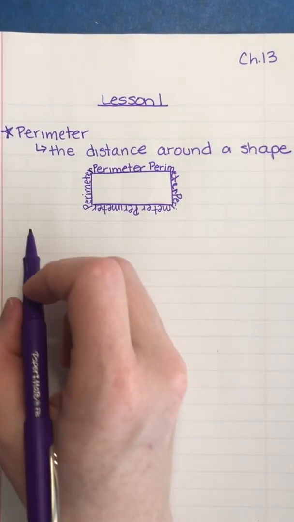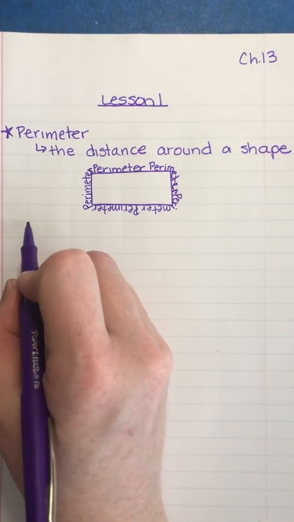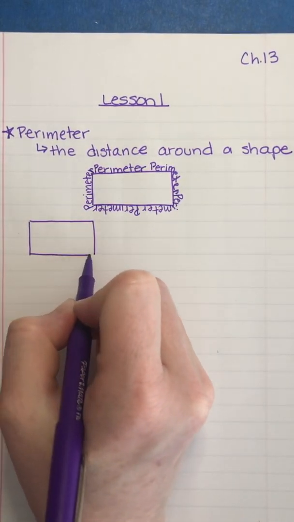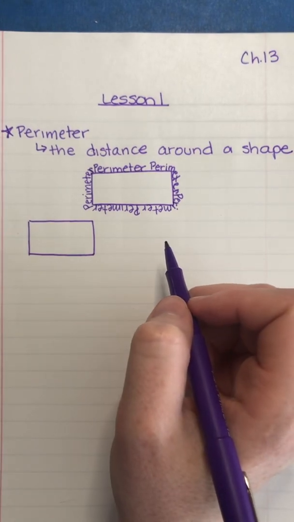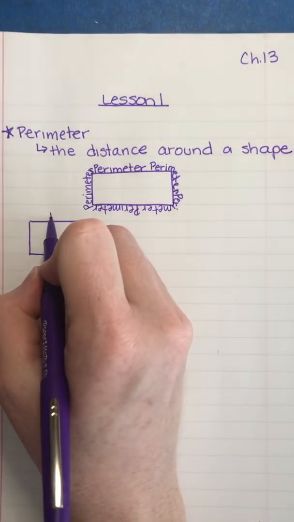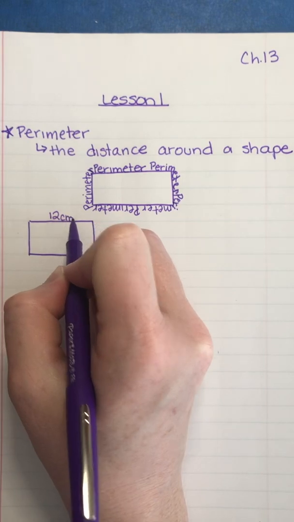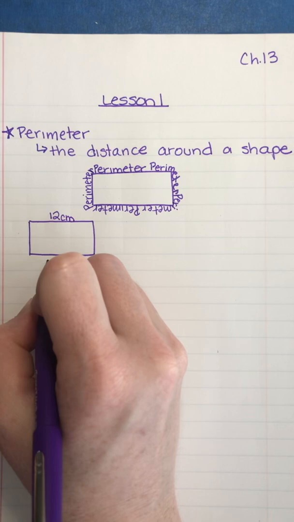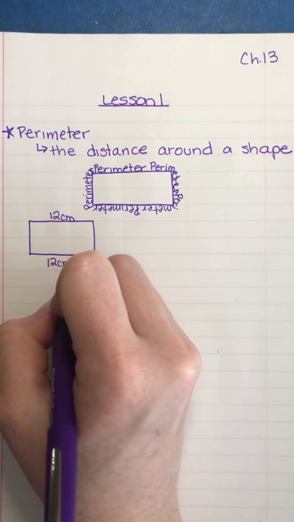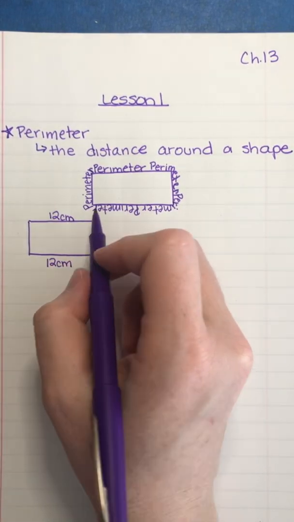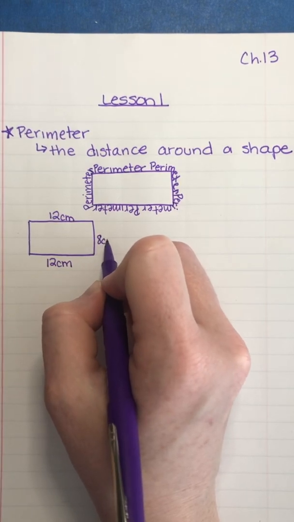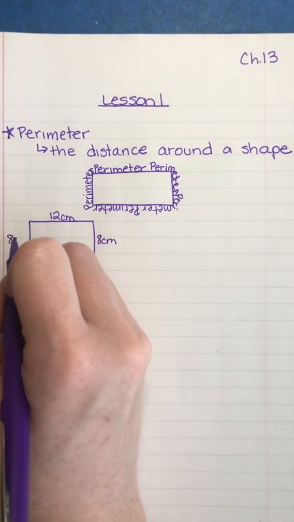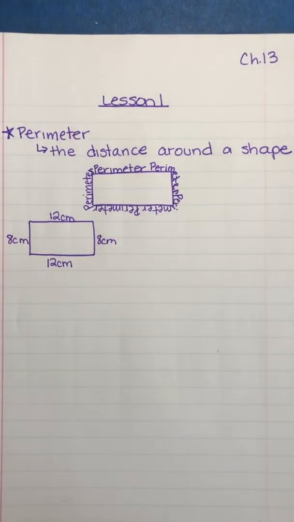Okay? So in order to figure out the perimeter, I need to have measurements for my, well, in this case, rectangle. So let's say I've got a rectangle and I tell you that the top is 12 centimeters, and we know in a rectangle the top and the bottom have to be exactly the same length, so the bottom would be 12 centimeters as well. And then let's say one side of the rectangle is 8 centimeters, and we know the other side is exactly the same, so this side is 8 centimeters as well.